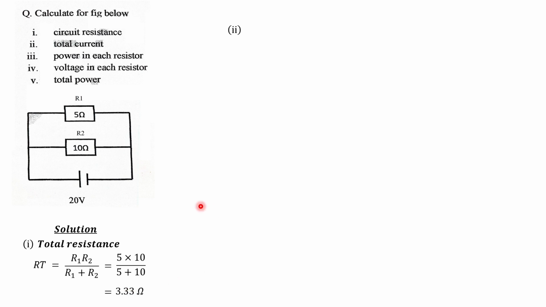Let's move on with the second one, that is II, and we are to calculate for the total current. So IT, which is the total current, is equal to VT over RT. By Ohm's law, current is proportional to the supply voltage and inversely proportional to resistance. VT is the supply voltage, and RT is the equivalent resistance or the total resistance.